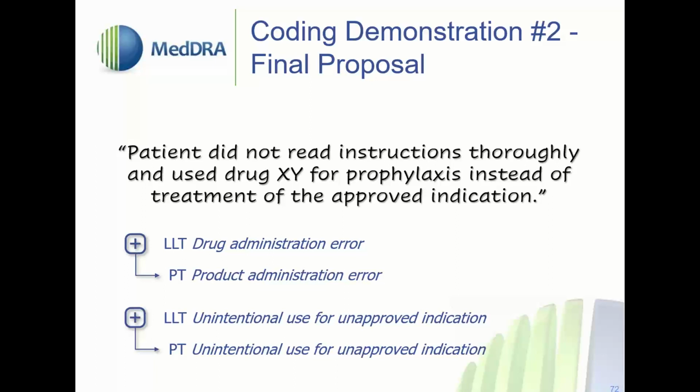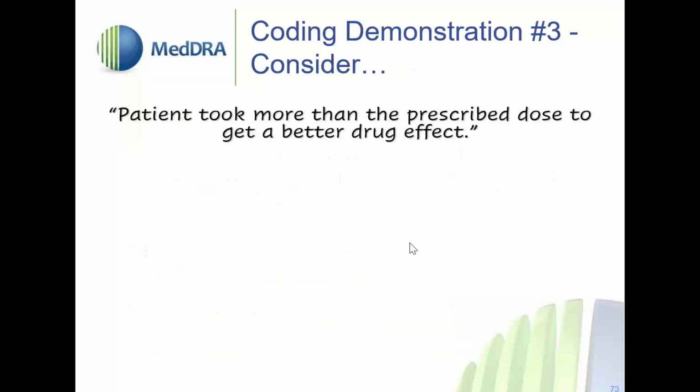Alternately, one could also assign the LLT unintentional use for unapproved indication, capturing the accidental nature. But this is already captured by the LLT drug administration error, and that is why, in my view, both solutions are acceptable. Personally, I would prefer the LLT drug use for unapproved indication because it captures the fact that a drug was used for an unapproved indication in this case.